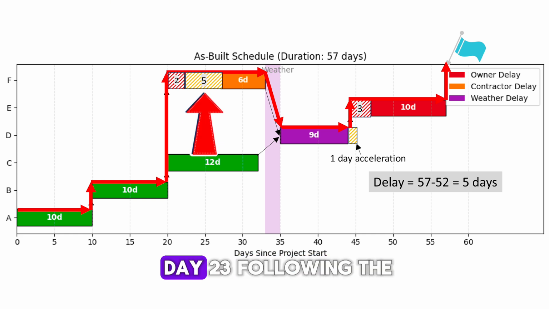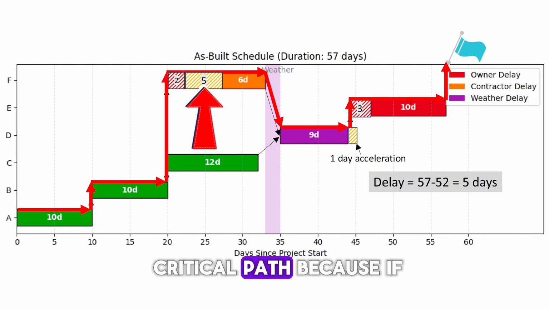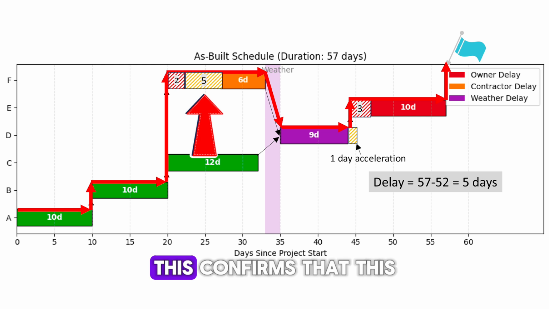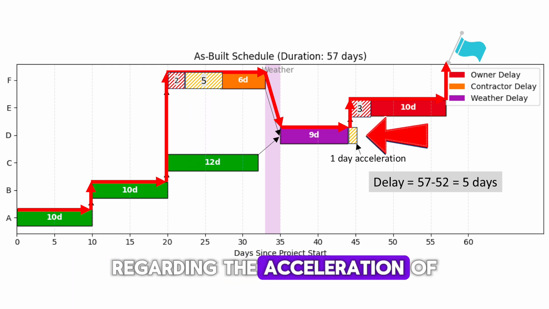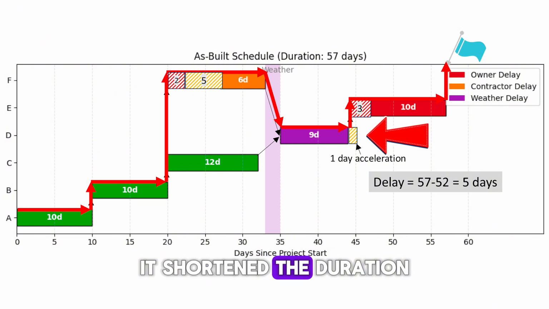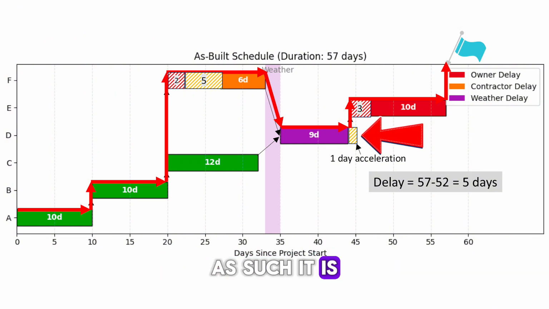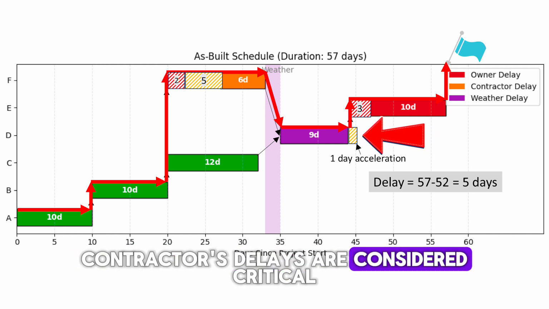This event began on day 23, following the 2-day owner delay. It occurred on the critical path because if it had not happened, the critical path would have shifted to a different one. This confirms that this contractor delay was indeed critical. Regarding the acceleration of activity D, it shortened the duration of the activity, which is part of the critical path. As such, it is also considered a critical event, so both of the contractor's delays are considered critical.